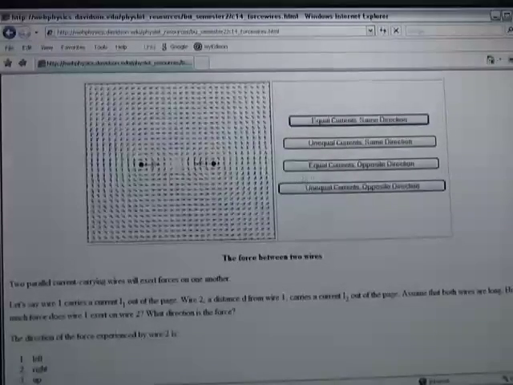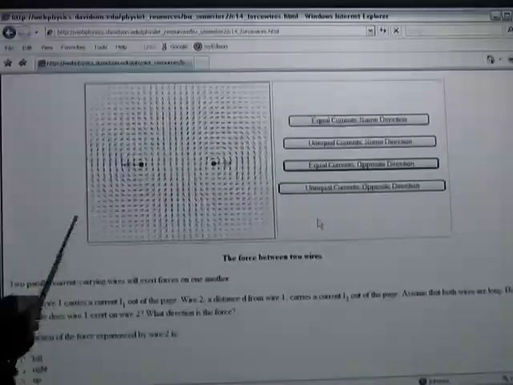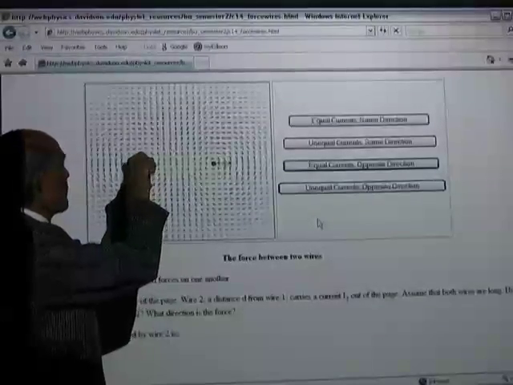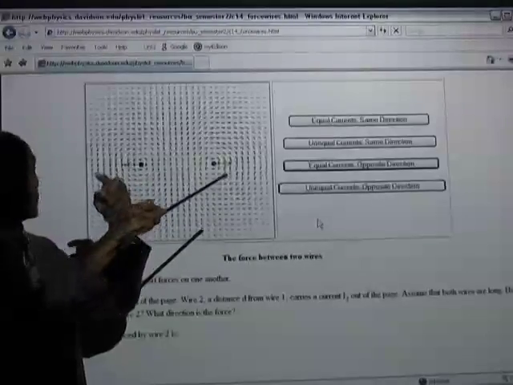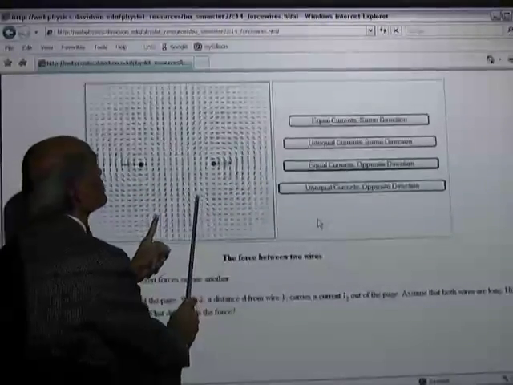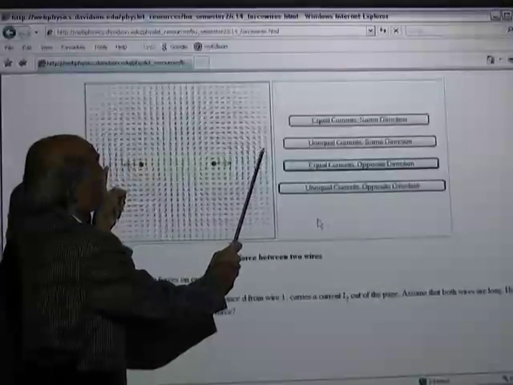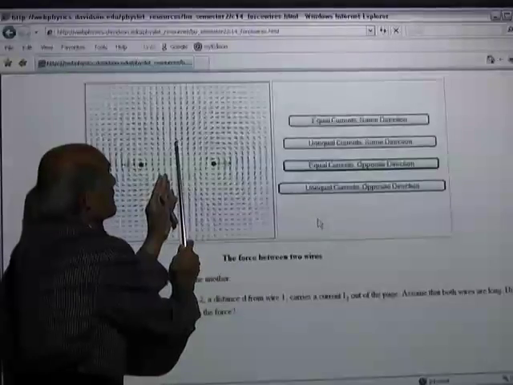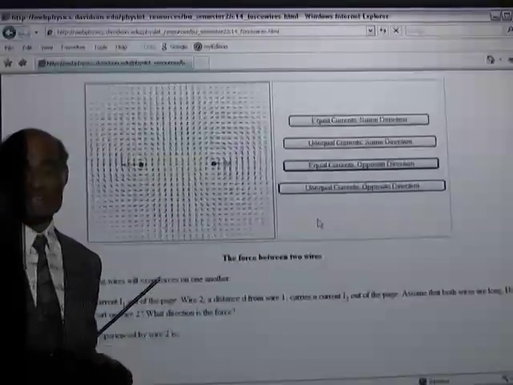On the other hand, if equal currents are in the opposite direction, this time one wire carries current outwards and the other carries current inwards, you can see the field in between is very strong and the field outside is weak. Therefore, the strong field will repel the two wires.